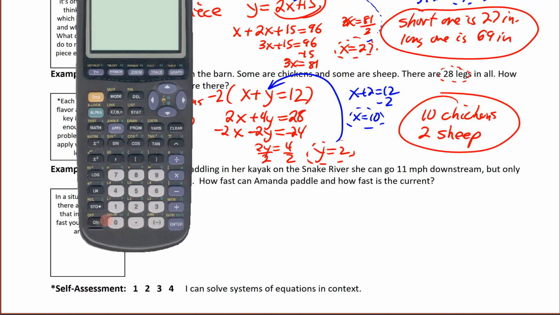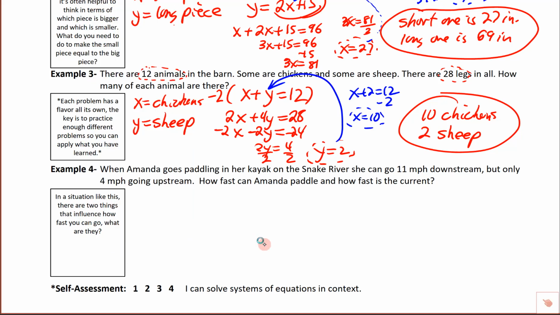Now, it's easy to tell that we have 12 animals altogether, but let's just double check this for a second. If I have 2 times the number of chickens, because that's going to be how many chicken legs we have, and we have 10 chickens, then we have 20 chicken legs. And if there are 2 sheep and they have 4 legs apiece, there's our 20 plus 8, so we've got our answer right there. So we can feel pretty confident that we've got the right answer.